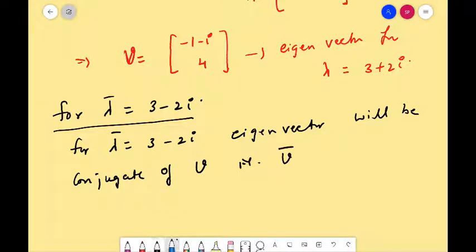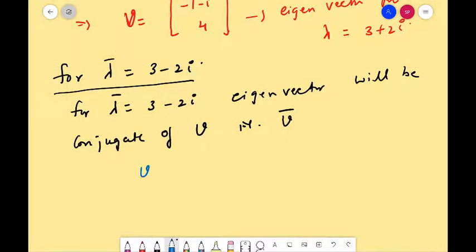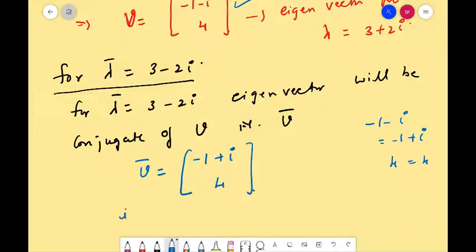So what will be that conjugate vector? How do you write the conjugate vector? For v, whatever you have here, minus 1 minus i, the conjugate is minus 1 plus i, and the conjugate of 4 is 4 itself. So it is minus 1 plus i, 4, another eigenvector. This is how to find complex eigenvalues and the corresponding eigenvectors.